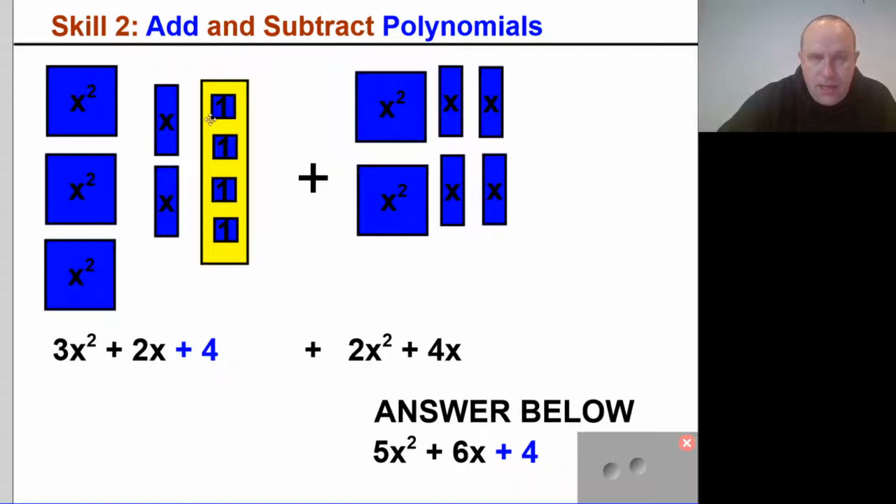And for the last one, I have 4 on this side. Don't have any actually on this side at all. So that's it, positive 4, and you can put positive 4. If there's nothing to combine, you can just write down exactly what you see to give you that answer.